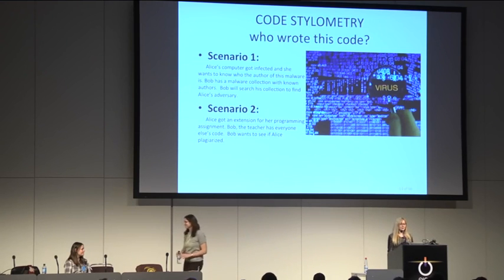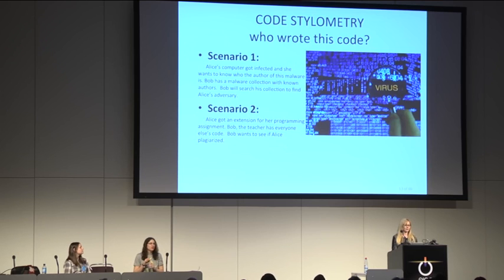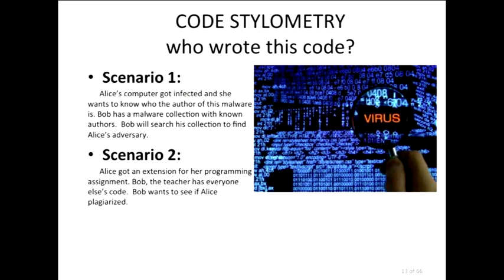Hi everyone, I'm Eileen. So now we'll be looking at code stylometry, and here we are trying to find out who wrote this piece of anonymous code by looking at their coding style. And there are two common scenarios we can think of when source code authorship attribution comes to mind. The first one is, let's say that Alice's computer got infected and she has a piece of source code left from the malware. And Bob has a collection of malware with known authors. So Bob can look at his collection of malware to identify who Alice's adversary was.